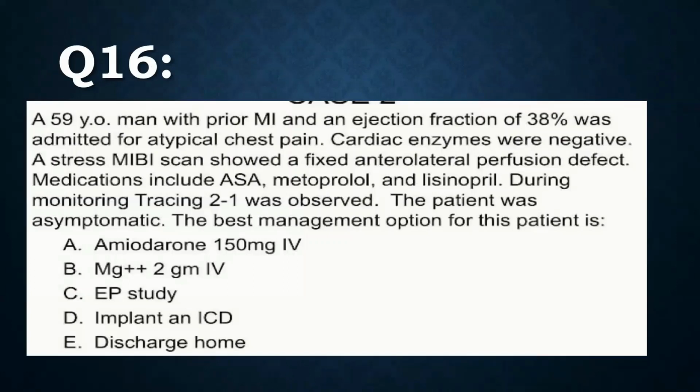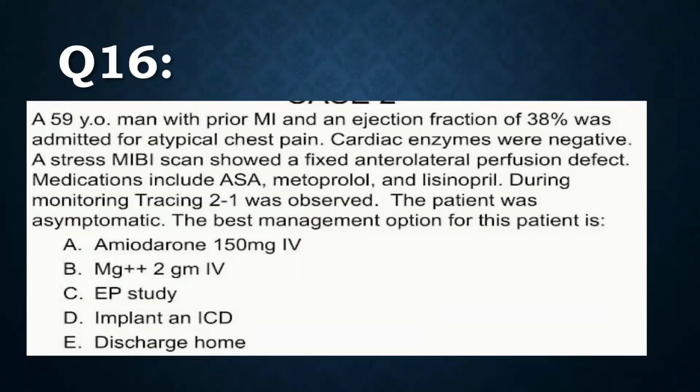Okay, this question is just a very basic question. Can anyone read it? A 50-year-old man with posterior MI and ejection fraction of 38% was admitted for atypical chest pain. Cardiac enzymes were negative. Persantine nuclear scan shows a fixed anterolateral perfusion defect.